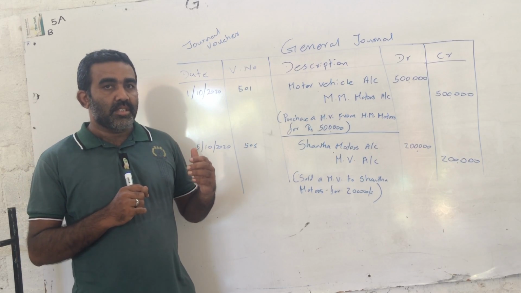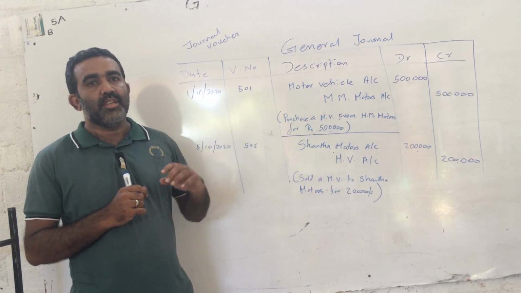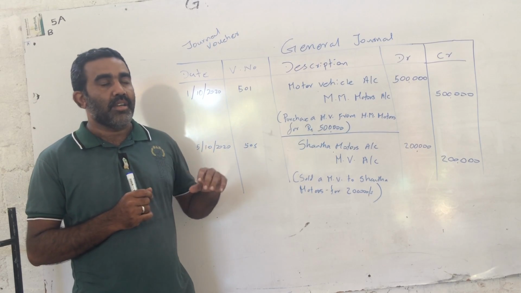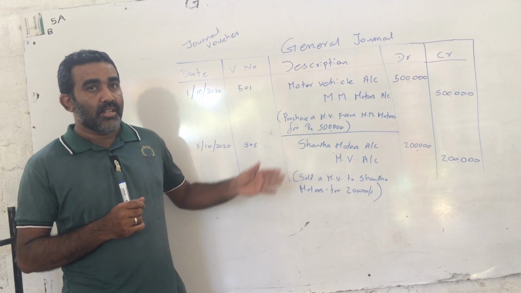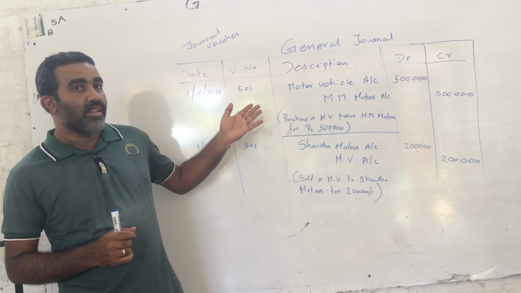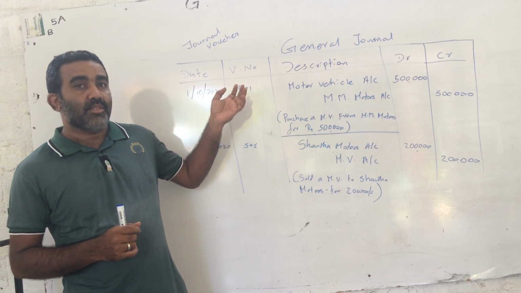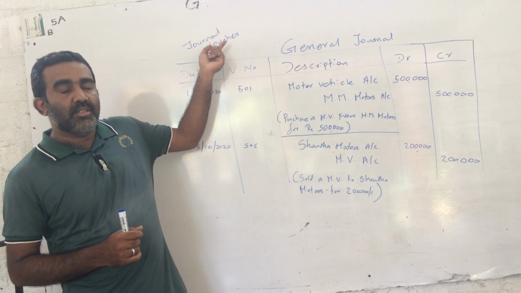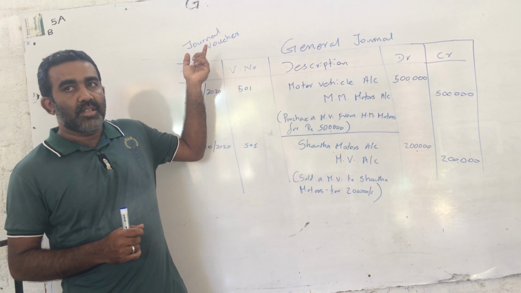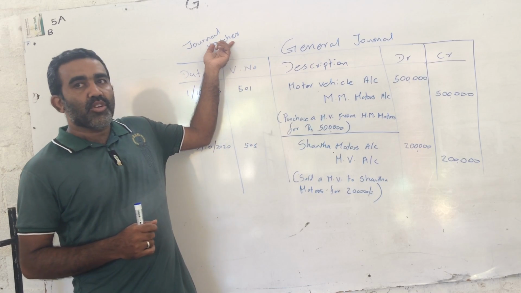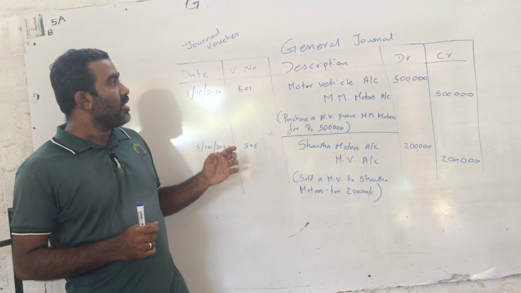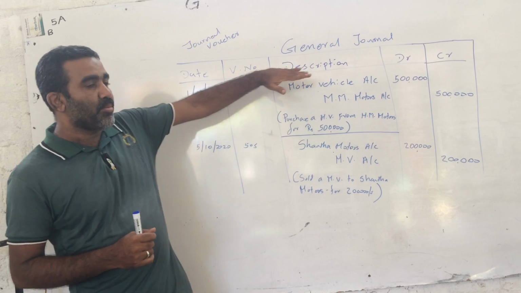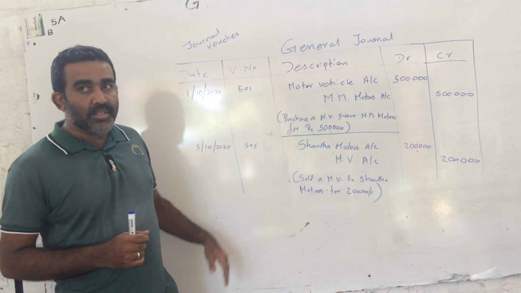Whatever transactions we didn't include in the previous books are included in the general journal. In this case, we are using supporting documents. That means as a source document, we are using the journal voucher. So that is the supporting document we use here. This is a standard format of a general journal.